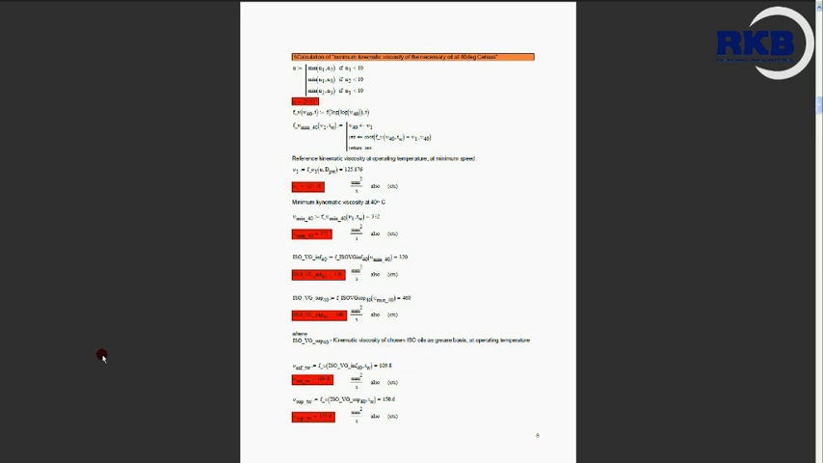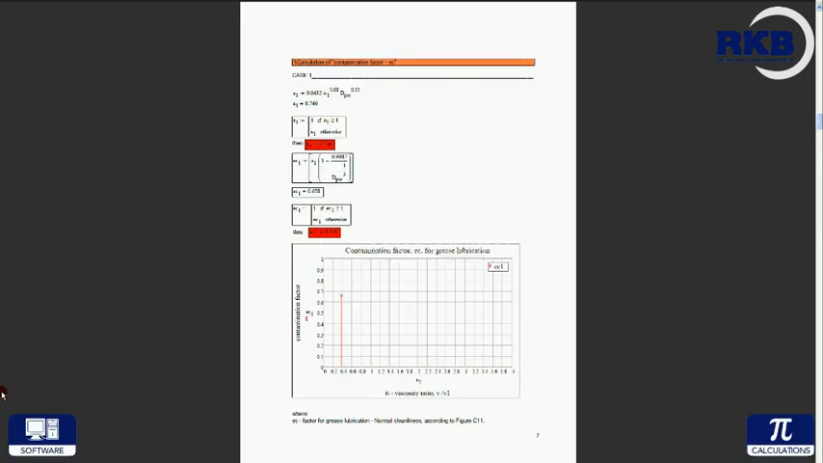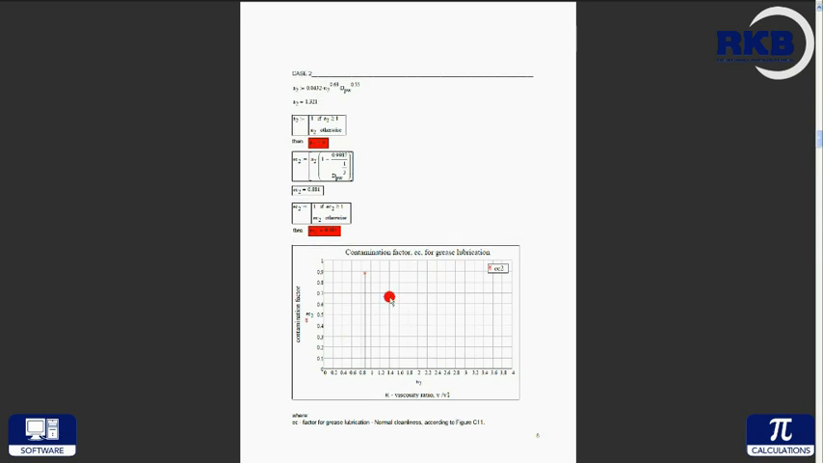In this case, the kinematic viscosity of the chosen ISO oil at the operating temperature is 460 square millimeters per second. Contaminants in the lubricant, even in small amounts, will severely shorten bearing fatigue life. For this reason, the contamination factor, EC, is calculated, and a graphic representation is displayed for each case.